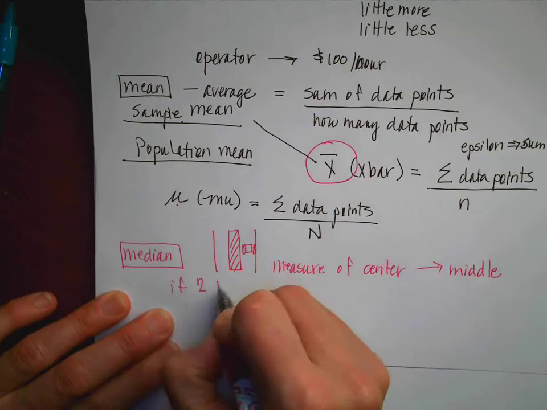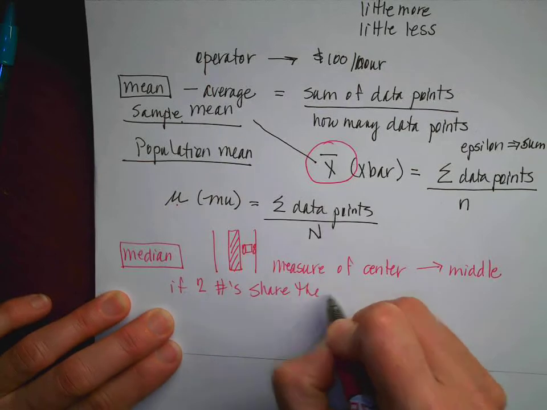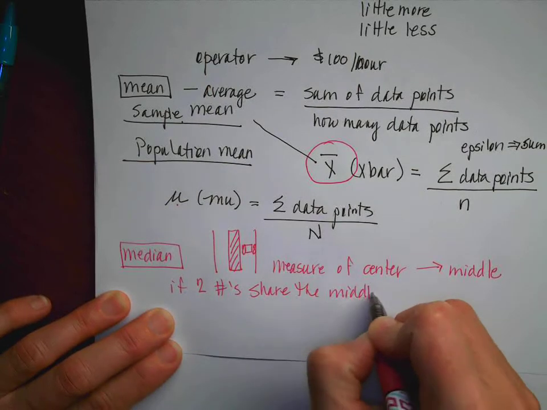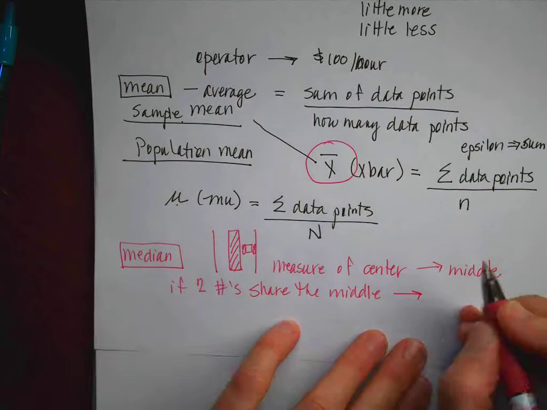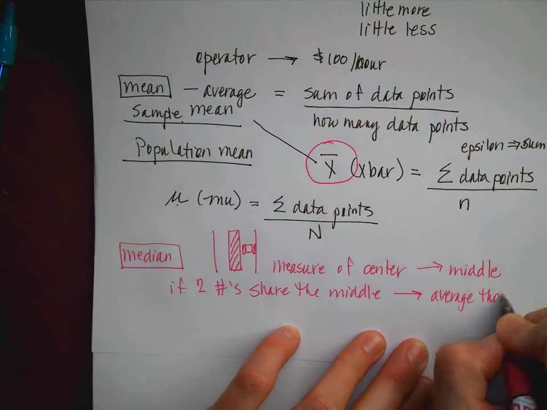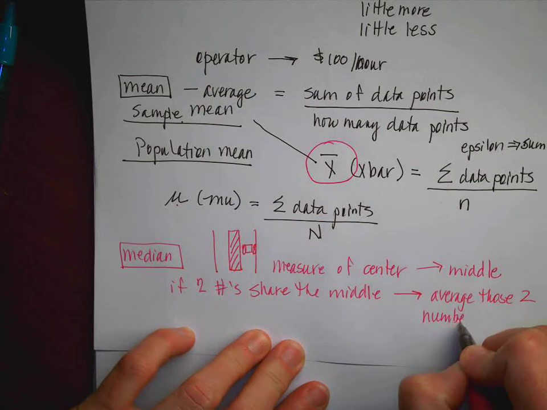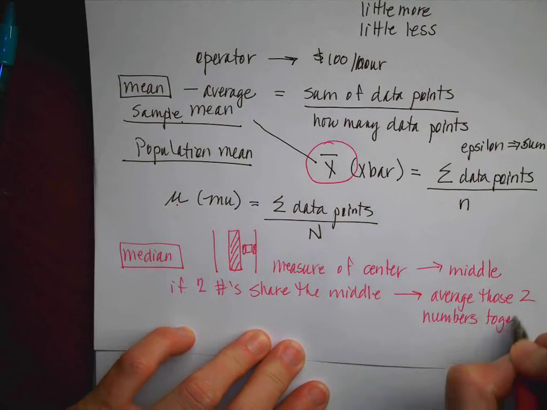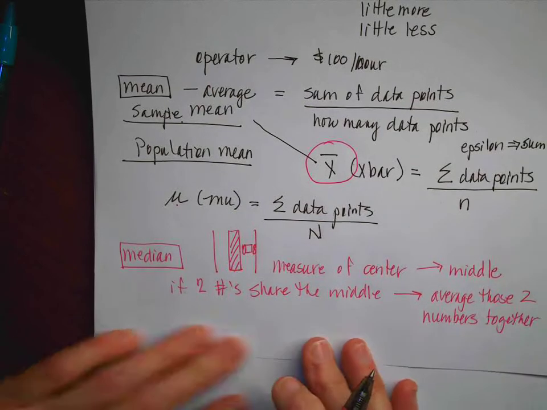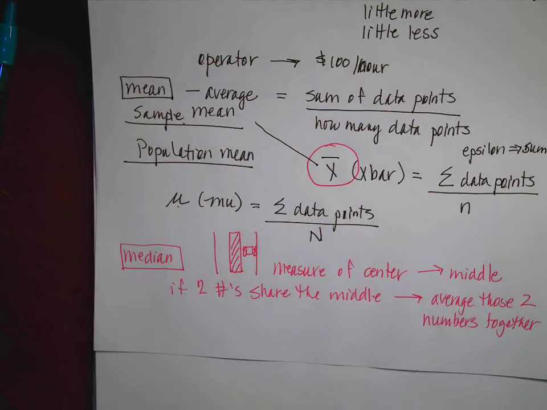If two numbers share the middle position, then all we have to do is average those two numbers together. So if two numbers share the same position, that's okay. We just average those two numbers together.